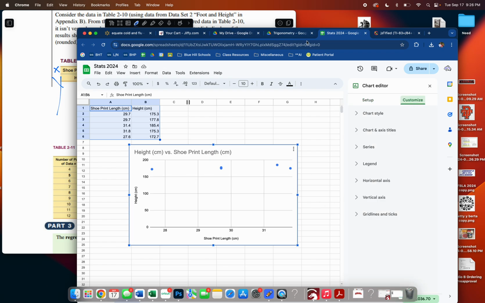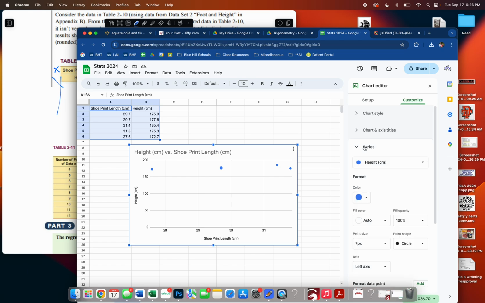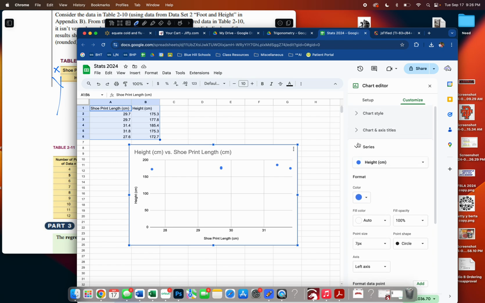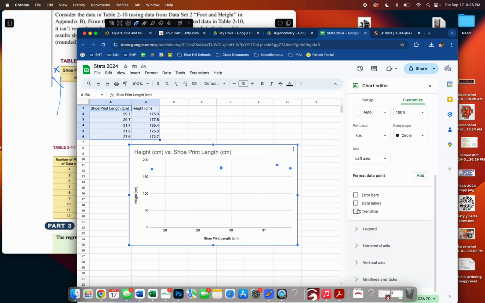I want it to give me the equation for that y equals mx plus b equation that represents how these dots are. So I'm going to go to Series. Yes, I'm going to the Series button right here, and I'm going to go down to where it says Trendline, and it's going to insert a trendline. So this is the line of best fit, or a trendline.